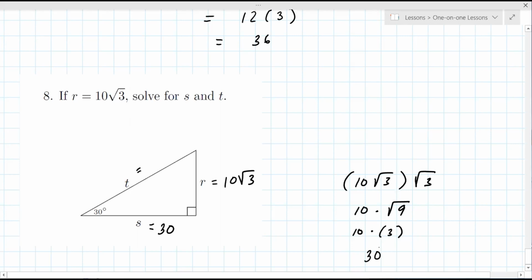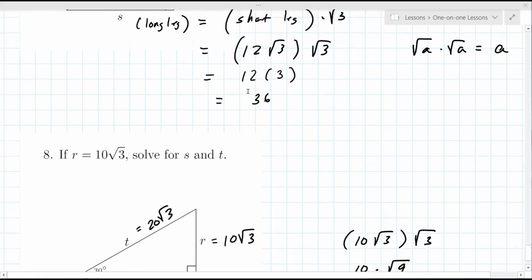Okay, I got it. What did you get for t here? 20 root 3. Good. Okay, we've got to do one more of these because you've got to really have this down, and then we'll move to another level of this, which will be closer to your quiz.